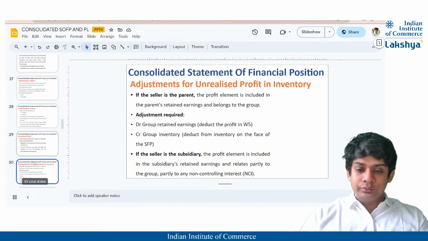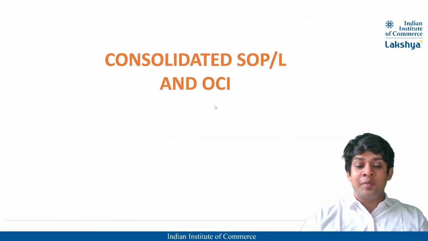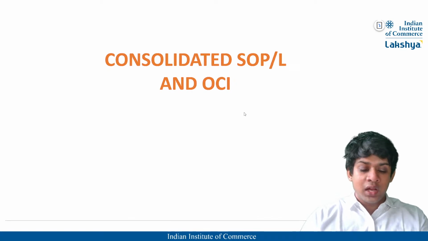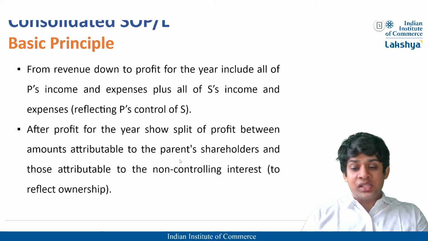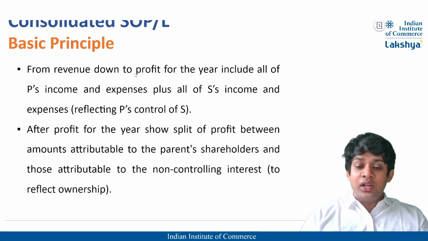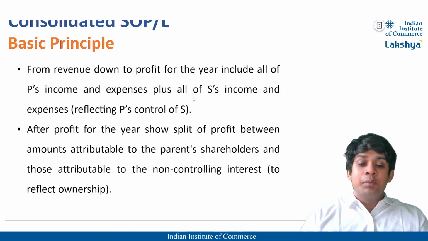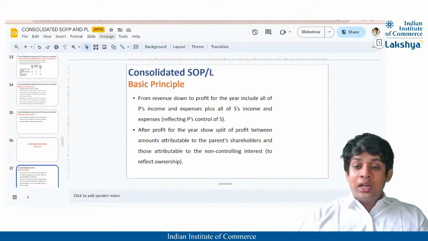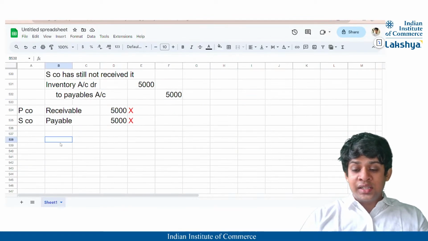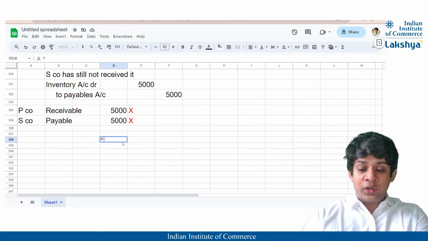Okay, now we are done with the consolidated statement of financial position. Let's head on towards the consolidated statement of profit or loss and OCI. So now guys, under profit or loss, the basic principle is that from revenue down to profit for the year include all P's income and expenses plus all of S's income and expenses, reflecting P's control over S. Like we did for the consolidated statement of financial position, we will also have our consolidated statement of profit or loss.